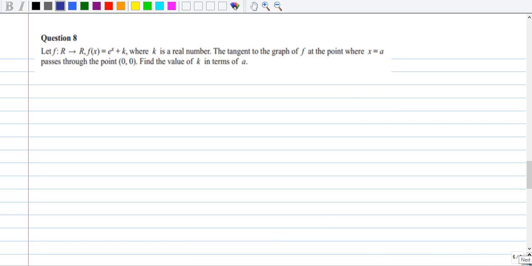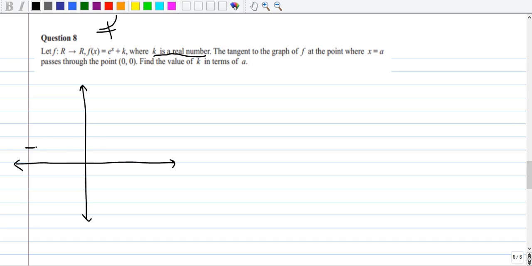On to the next question, and this one's about an exponential. We're not given the actual function, but I'm told a few things. So I'm told that the tangent to this graph at a certain point passes through the point (0, 0). So I know a basic exponential curve looks like that, plus k. Now that doesn't necessarily mean it's been shifted up. It may have been shifted down because all we're told is k is a real number. Could be positive or negative.